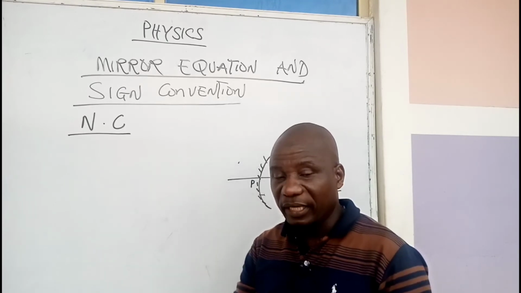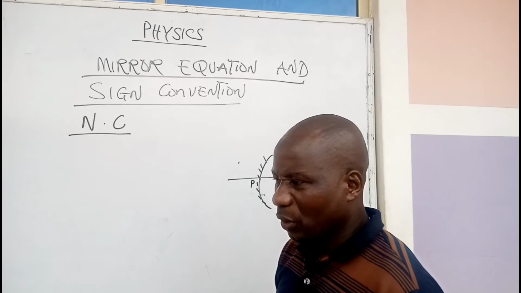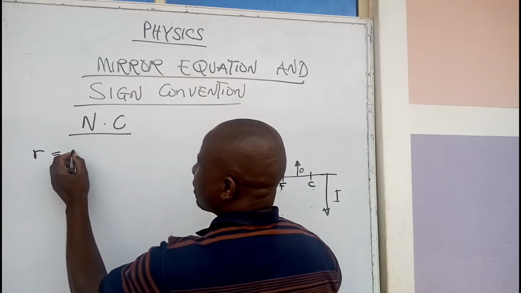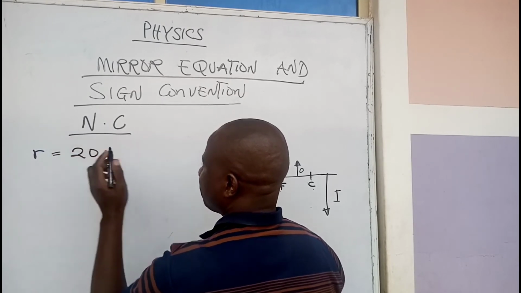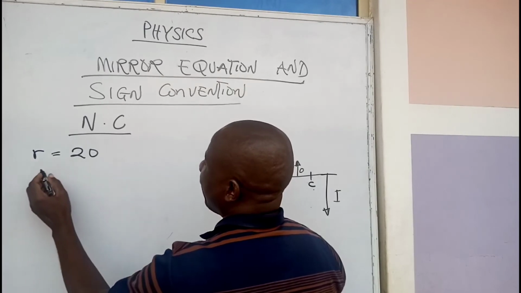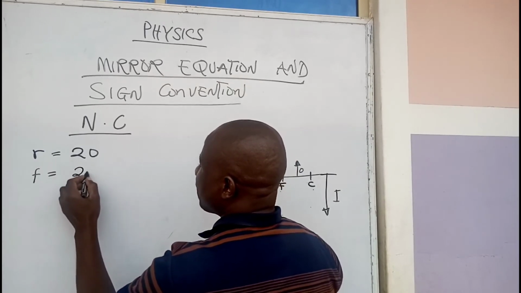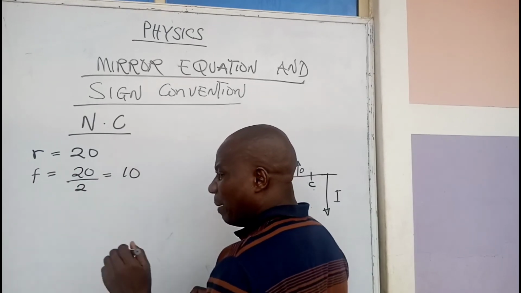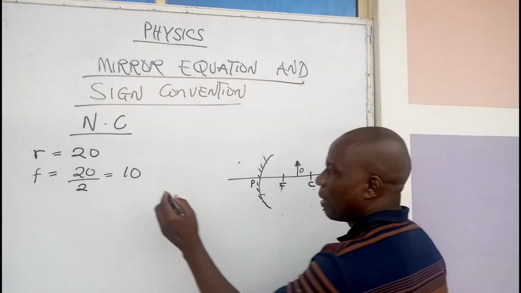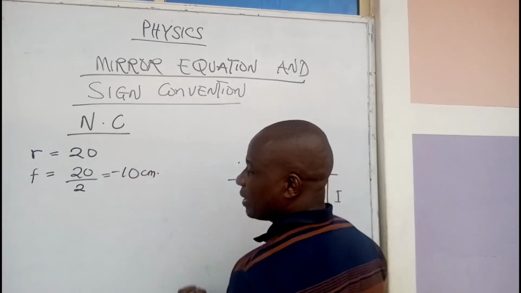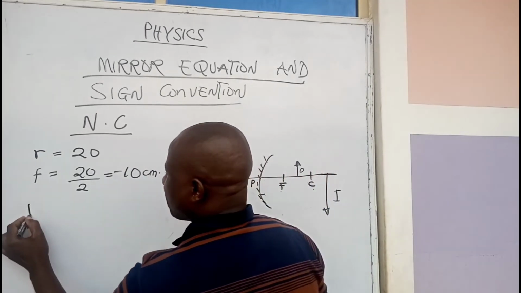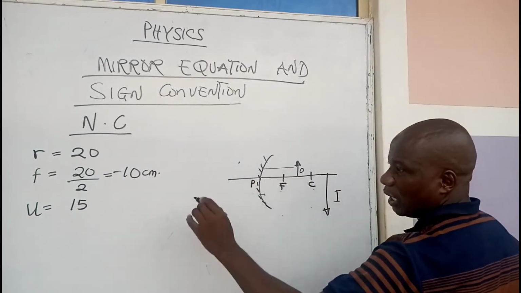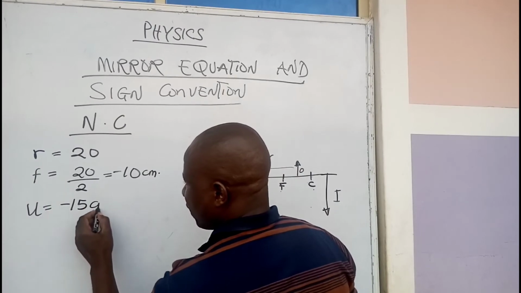Now the next one, we said we have two conventions. We have dealt with the real is positive. Let us now see how we apply the new Cartesian. Now what is our radius? That is 20, right? Our f therefore is going to be 20 all over 2, which is going to be 10. But remember, it is a concave mirror. So our f is going to be minus 10 centimeter. Now our object distance, we were told, is 15. How do we measure it? We measure it to the left. So this one too is going to be minus 15 centimeter.